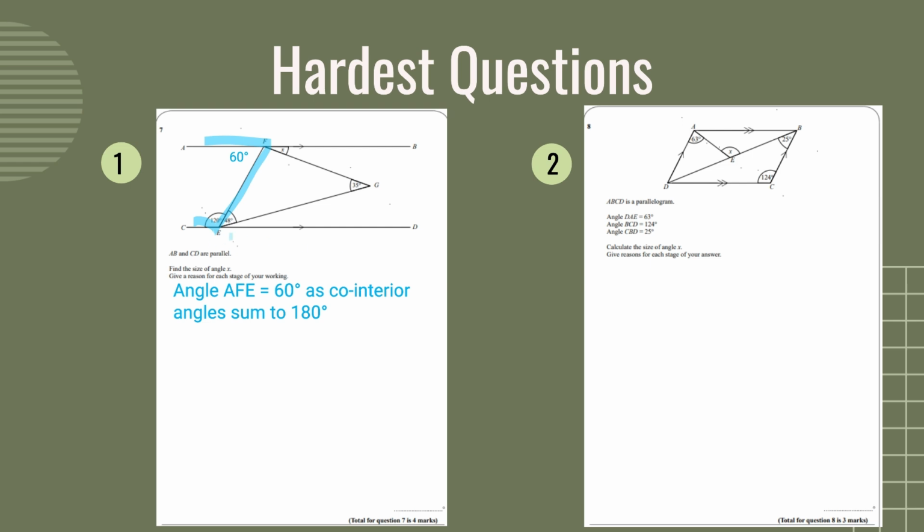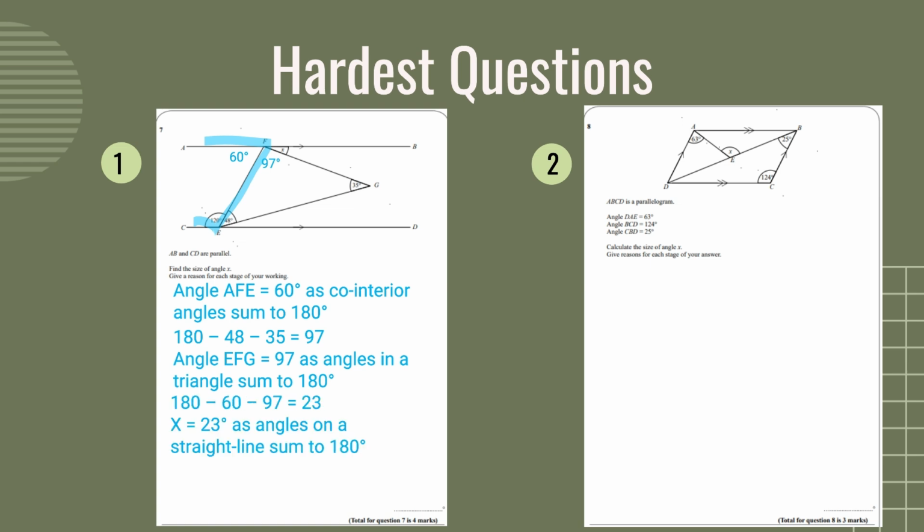We can then work out our triangle because we have two angles in our triangle and can work out our final angle. So we write 180 minus 48 minus 35 equals 97. So angle EFG equals 97 as angles in a triangle sum to 180. Now, as I've got both angles on my straight line, I can write 180 minus 60 minus 97 equals 23. So X equals 23 as angles on a straight line sum to 180 degrees. So our final answer is 23 degrees.